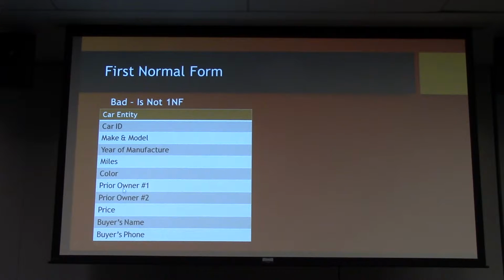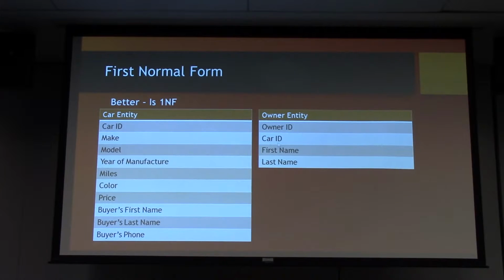Where we have prior owner 1 and prior owner 2, that is a repeating field, so that's also part of the first normal form. We want to put that in a separate table. So the fix has the prior owners in a separate table, broken down to first name and last name. Our make and model are separate fields, and our buyer's name is now broken down into first name and last name. That's the easy one. Any questions about the first normal form? Okay.